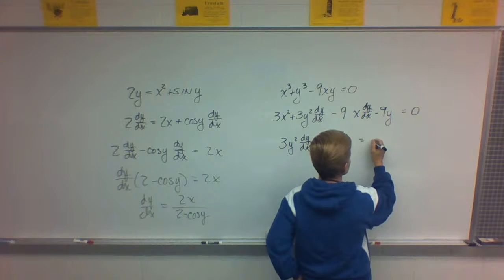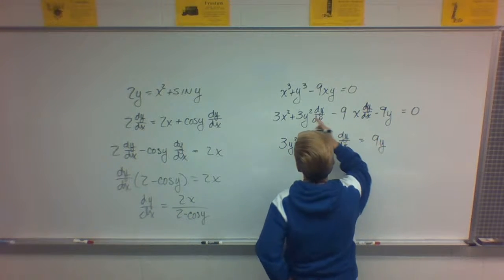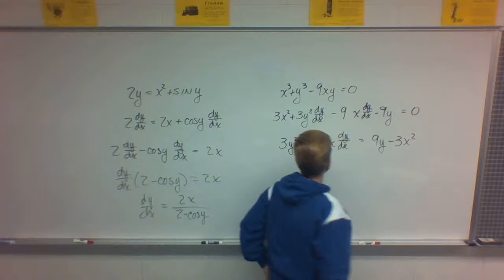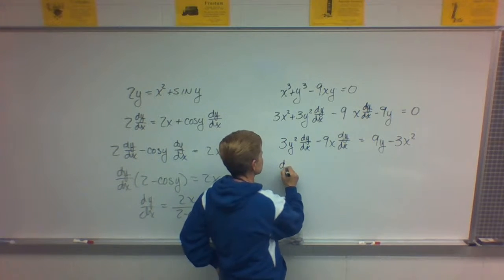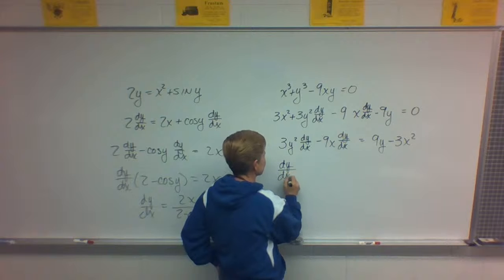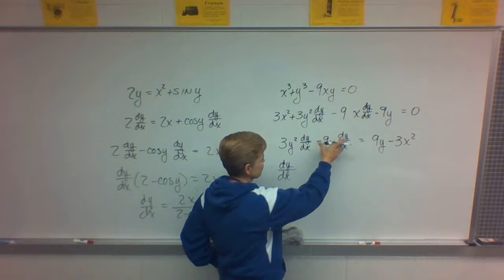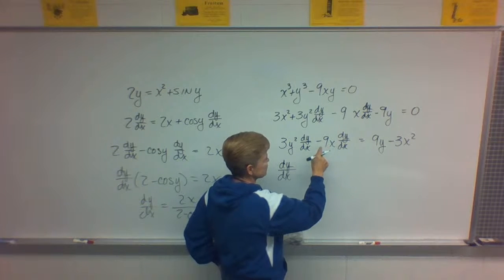This is not a dy dx term. He's got to come over. This is not a dy dx term. He's got to come over. Factor out dy dx. Is it okay if I factor that out and divide at the same time? Sure. Do you understand what I'm doing? I'm going to factor that out and I'll have 3y squared minus 9x, and I've got to divide by that.